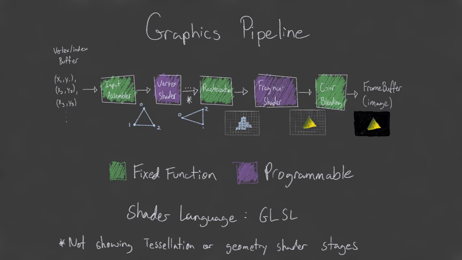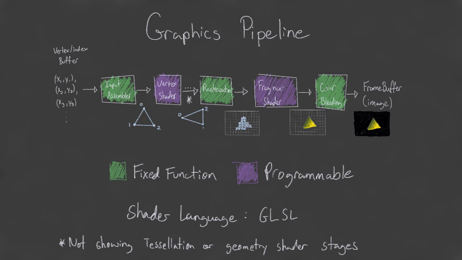Note that in this diagram, I am not showing the tessellation or geometry shader stages. These stages are programmable and occur between the vertex shader and the rasterization stage, but for our purposes, we do not need to use this functionality anytime soon.